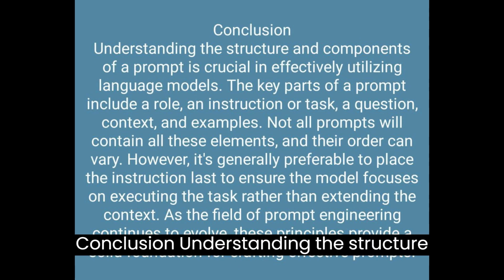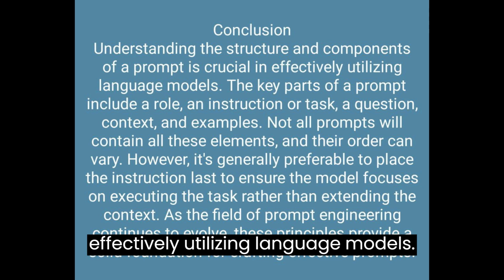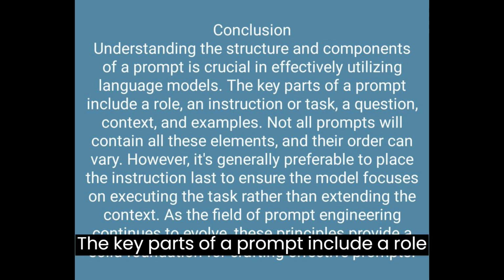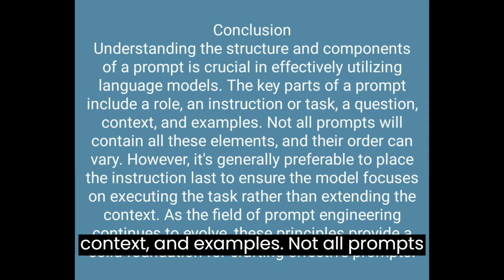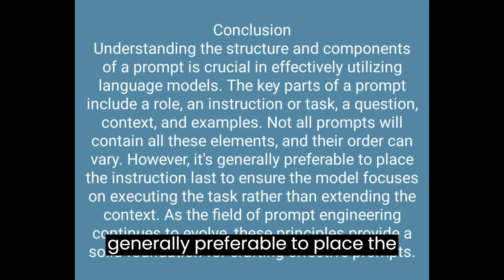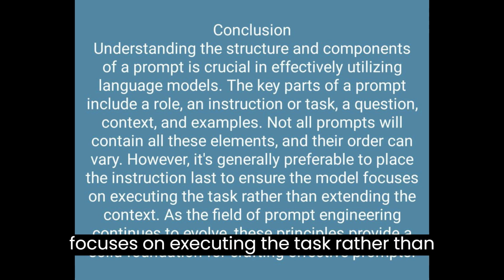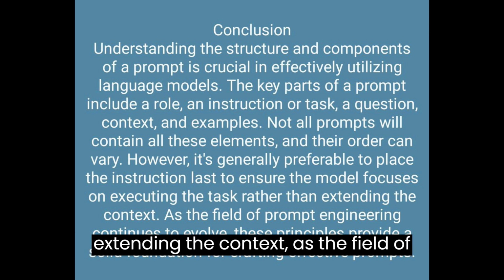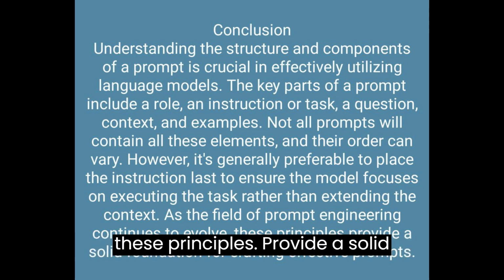Conclusion: Understanding the structure and components of a prompt is crucial in effectively utilizing language models. The key parts of a prompt include a role, an instruction or task, a question, context, and examples. Not all prompts will contain all these elements, and their order can vary. However, it's generally preferable to place the instruction last to ensure the model focuses on executing the task rather than extending the context. As the field of prompt engineering continues to evolve, these principles provide a solid foundation for crafting effective prompts.